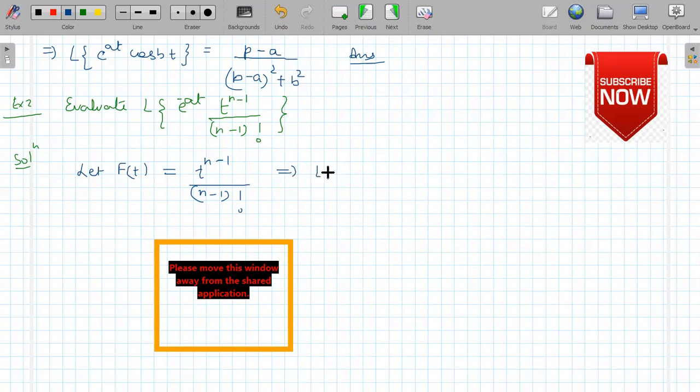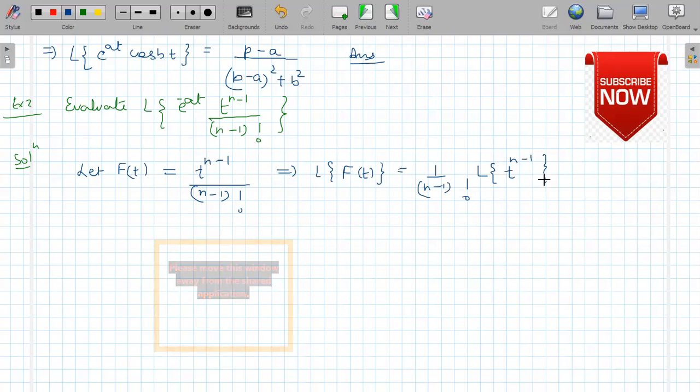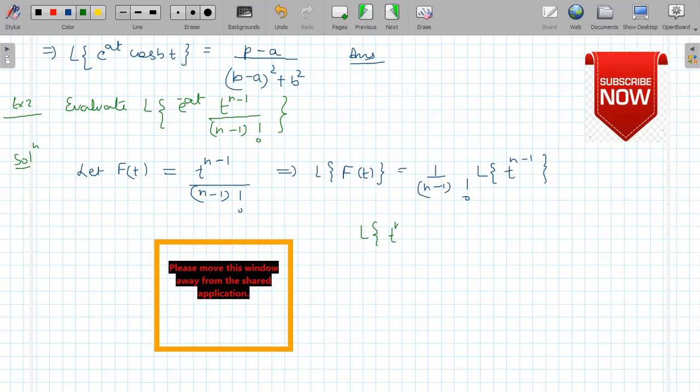This implies the Laplace transform of f(t) is 1 upon n minus 1 factorial, because this is a constant, we apply L on t raised to the power n minus 1 by the linearity property. And if you remember, let me recall, the Laplace transform of t raised to the power n is gamma n plus 1 whole divided by p raised to the power n plus 1.